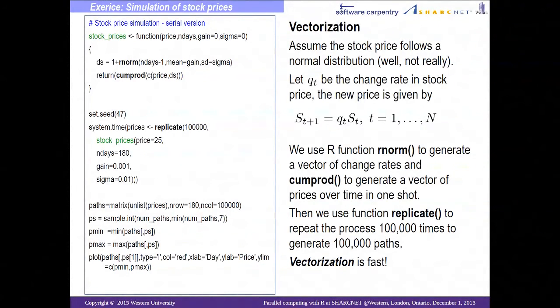Okay, very simple. This is our first implementation. Remember, instead of using the loop, we simply use our built-in function, replicate, to replicate the 100,000 scenarios. This is the vectorization.